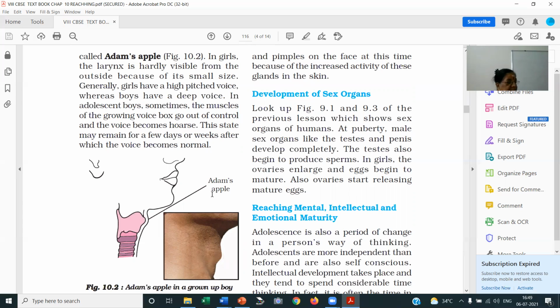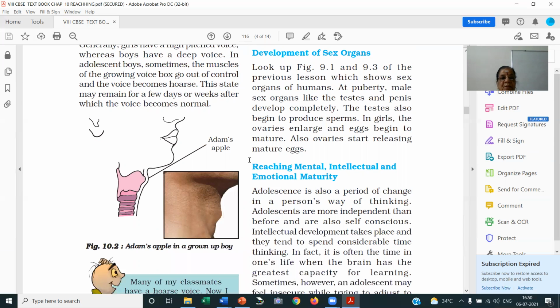I hope you follow. Whereas in girls, the larynx is hardly visible from outside because it is small in size. Generally girls have a high pitched voice, whereas boys will have a deep voice. I repeat, girls will have a higher pitched voice than the boys, right? Then in adolescent boys, sometimes the muscles of the growing voice box go out of control and the voice becomes hoarse. The change will be for a very short period, not for a long time. Later, he will become normal. So that is for Adam's apple or voice. The Adam's apple diagram.